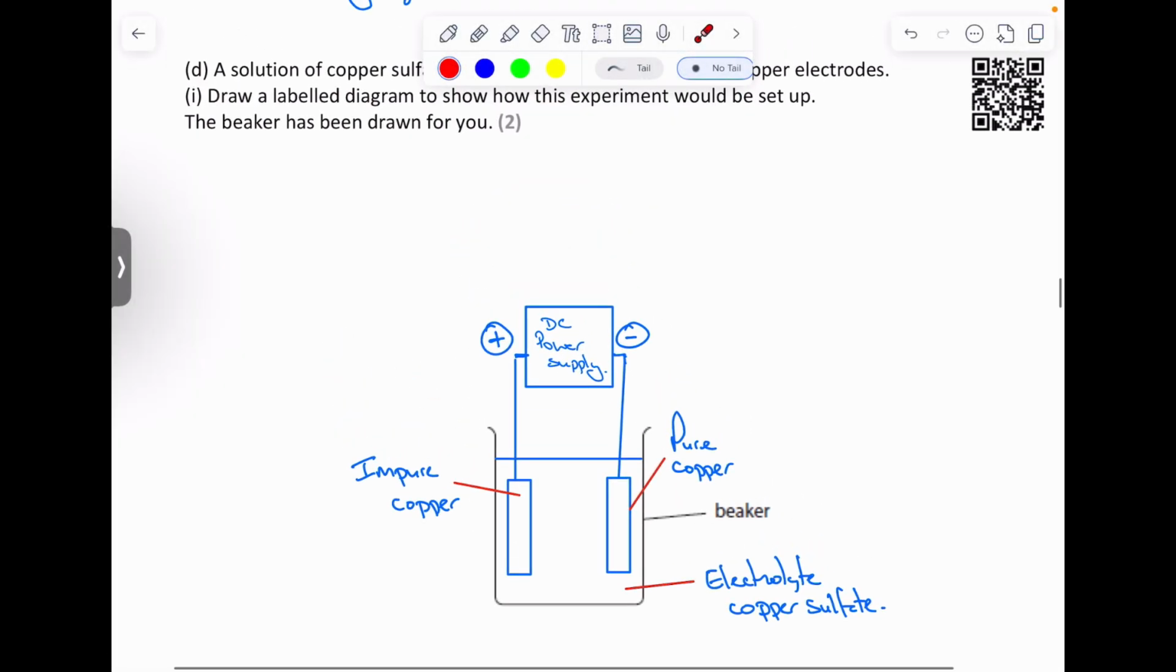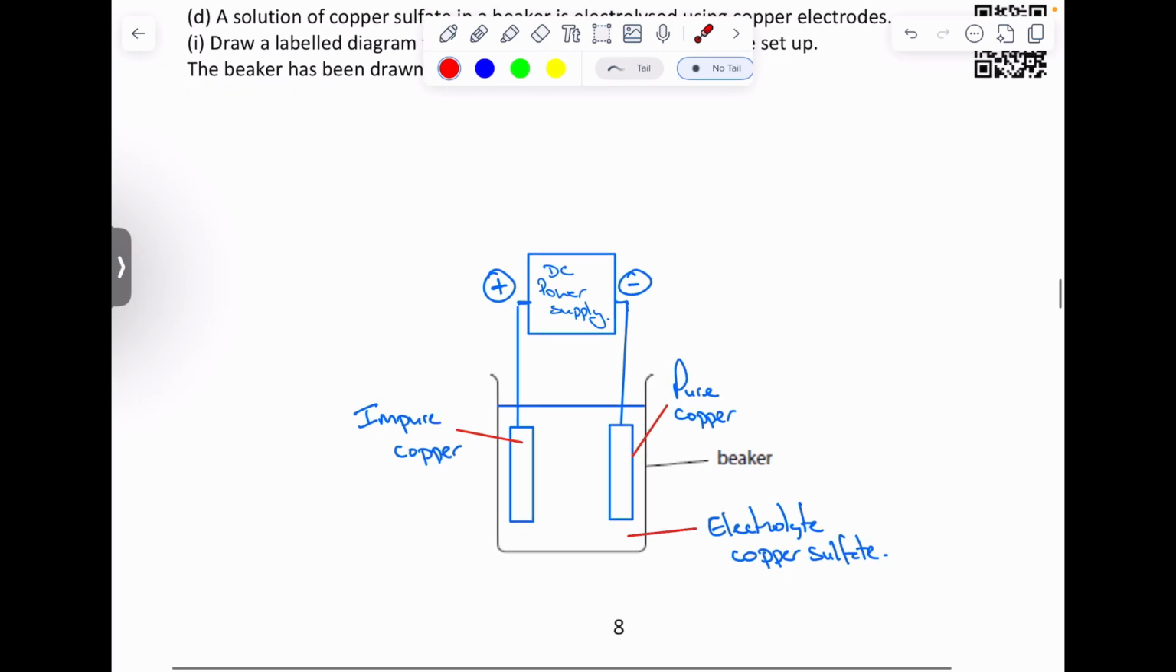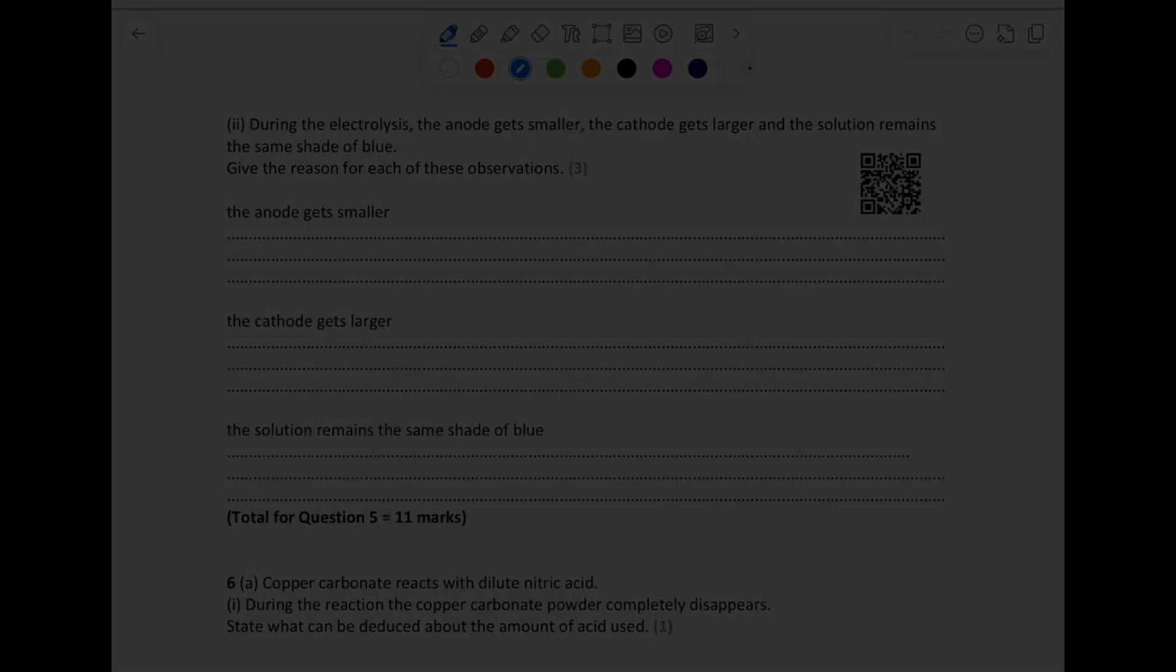Okay, so to get the marks in this question, there's just 2 marks for this. We need to make sure we've labelled the power supply, a DC power supply. We need to make sure that the wires are connected, and then we've got the electrodes sitting in the electrolyte. Okay, to get the marks, that's all we need to do in that question.